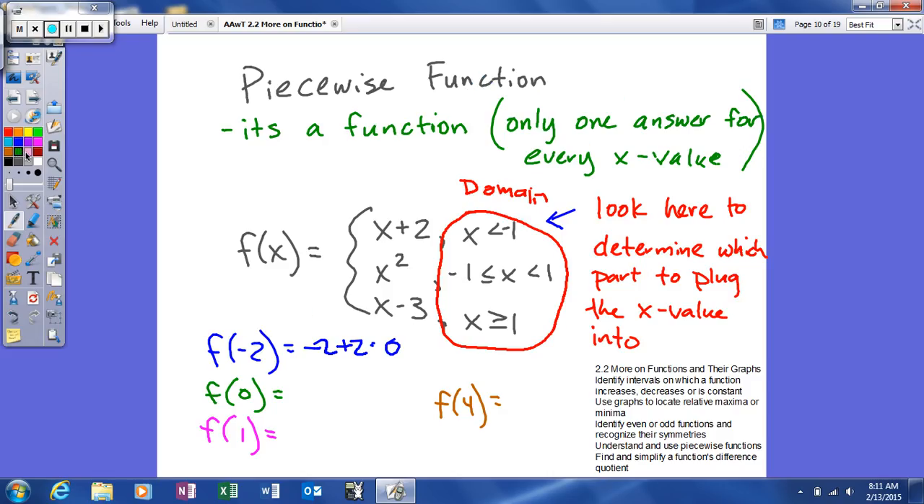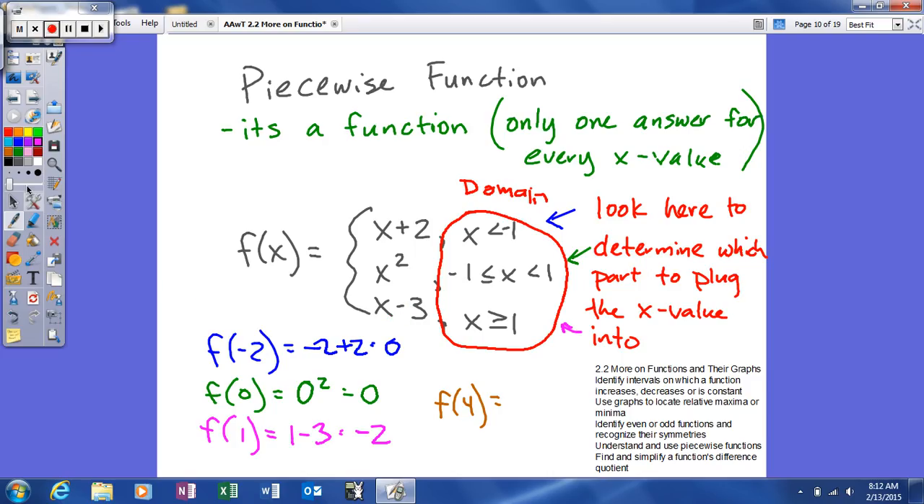If we're talking about 0, okay, 0 is not less than negative 1, but it does fall into this category. So we'll plug it in here. This is telling us to square x. So we plug in 0, we square 0, and we also get a function value of 0. Looking at the next one, this time we're going to try to find f of 1. Well, 1 does not fit into this category, it fits into the bottom one. So here it's telling us to take that 1 and subtract 3. When you do that, you get an answer of negative 2.